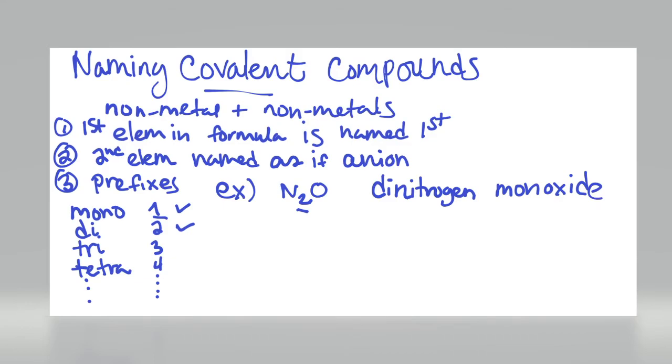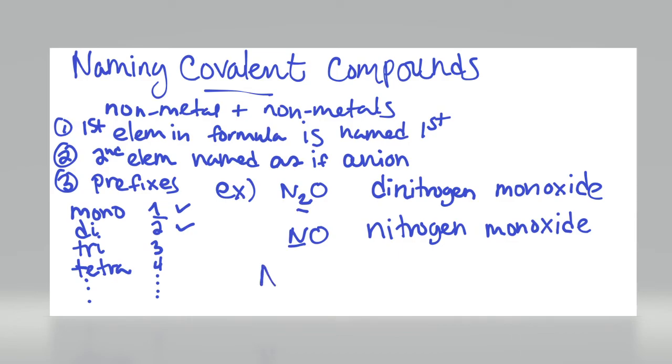Good. Another example, just a variation on this. When you only have one atom or element in the front, you don't put a mono in front. It's just a rule. It's one of those exceptions. So you're just going to go straight nitrogen. However, you are going to say monoxide. You still invoke the prefixes on the second element in this formula.